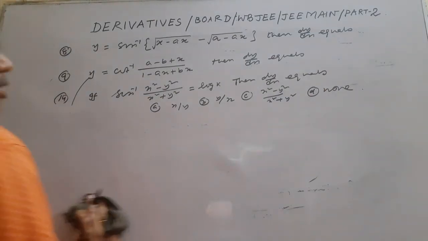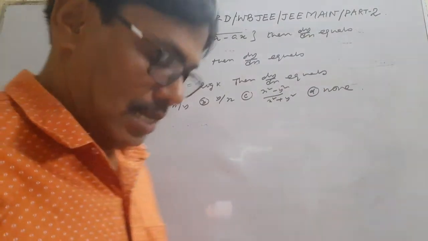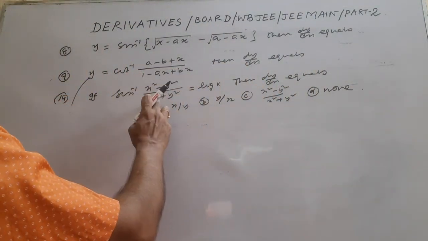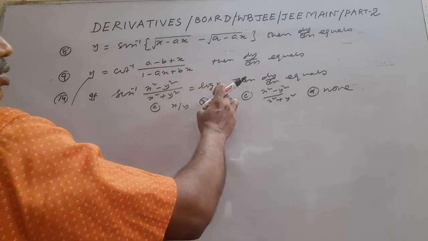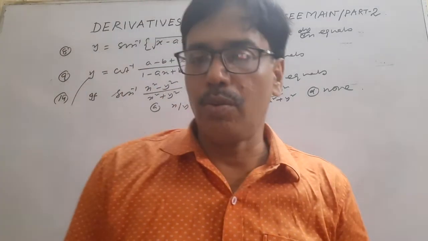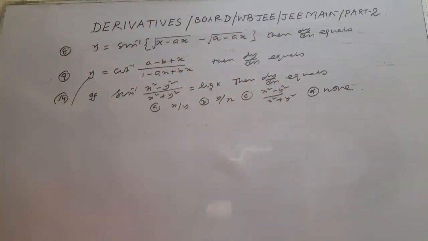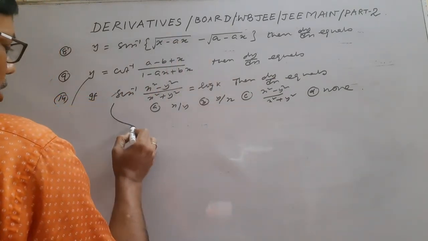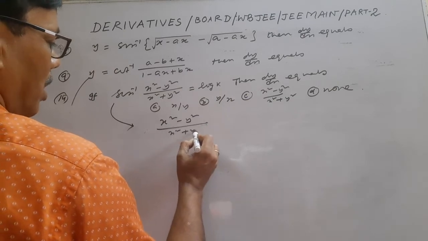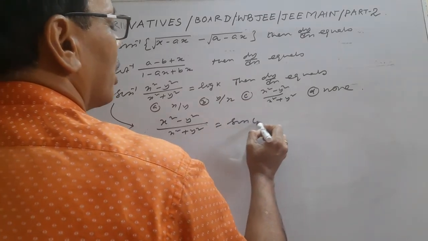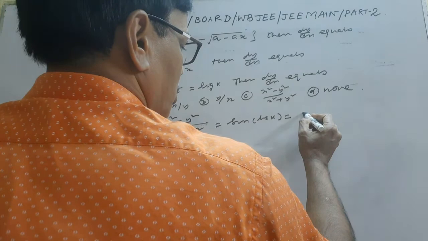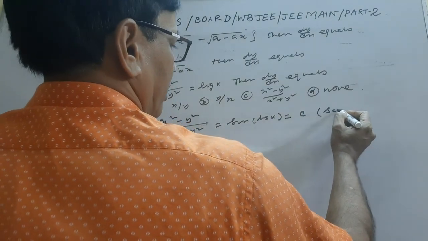Now problem number 14. Sin inverse of x square minus y square by x square plus y square equals log a, then dy by dx equals this. Look, dy by dx is independent of the constant. So look, we can write it as sine of log a equals x square minus y square by x square plus y square, and this is a constant, c say.